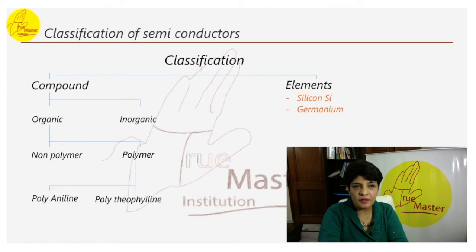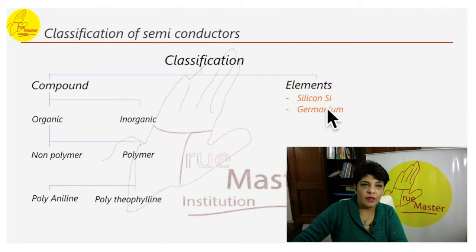The semiconductor that we will mainly study in this chapter will be silicon. The classification is basically on two parts, compound and element. In compound, we can divide it into two parts, organic and inorganic. Under organic, we can say non-polymer and polymer. Polymer can be further divided into polyaniline and polythiophene. So these are the classification of semiconductors, but the main semiconductor that we will be studying right now will be silicon.